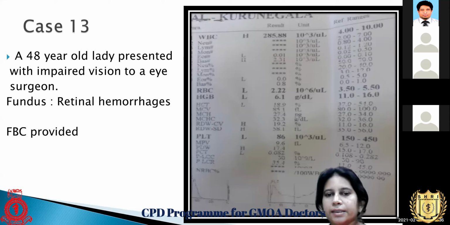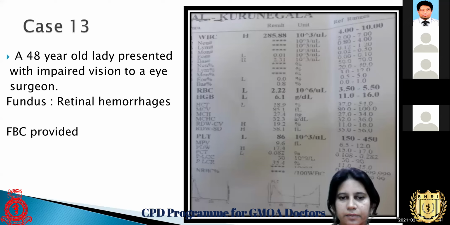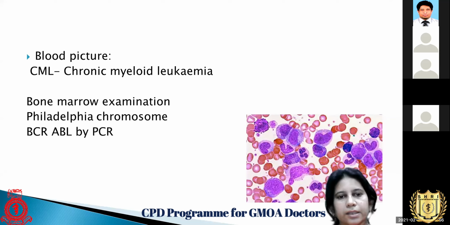WBC very high, and the differential did not appear because the full blood count machine cannot recognize the cell type. RBC low, hemoglobin low, and platelet low. So I'm not going into detail of this patient. The blood picture was reported as chronic myeloid leukemia with blast cells, abnormal cells in the blood picture, and confirmed by bone marrow examination, Philadelphia chromosome, and BCR-ABL testing.